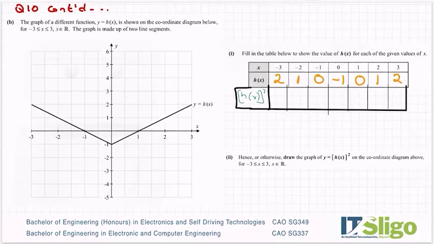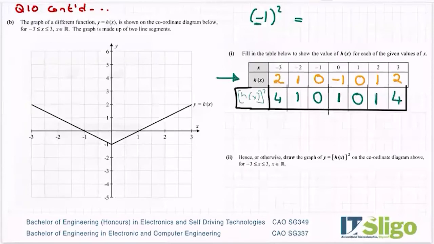Okay, so if this is h of x, then what's h of x squared? So 2 squared, 2 by 2 is 4. 1 squared, 1 by 1 is 1. 0 squared, 0. Minus 1 squared, be careful because minus minus becomes a plus, that's 1. 0 squared is 0. 1 squared is 1. 2 squared is 4. So I basically just looked at this row of numbers and squared them to give me this row of numbers here.